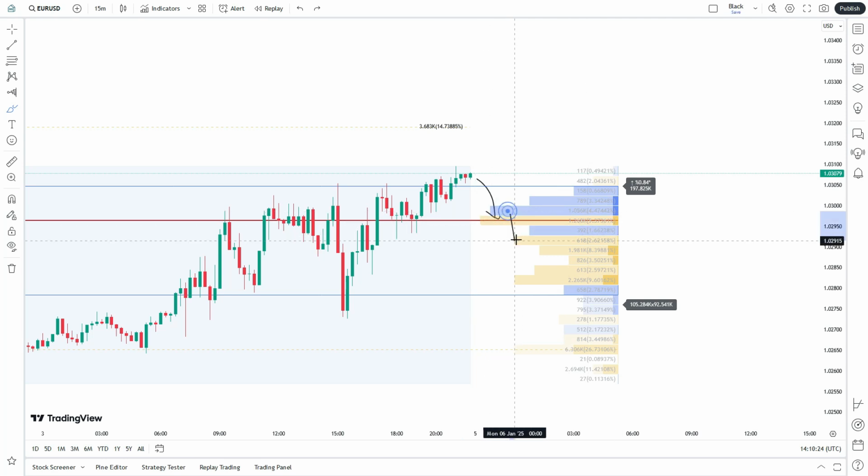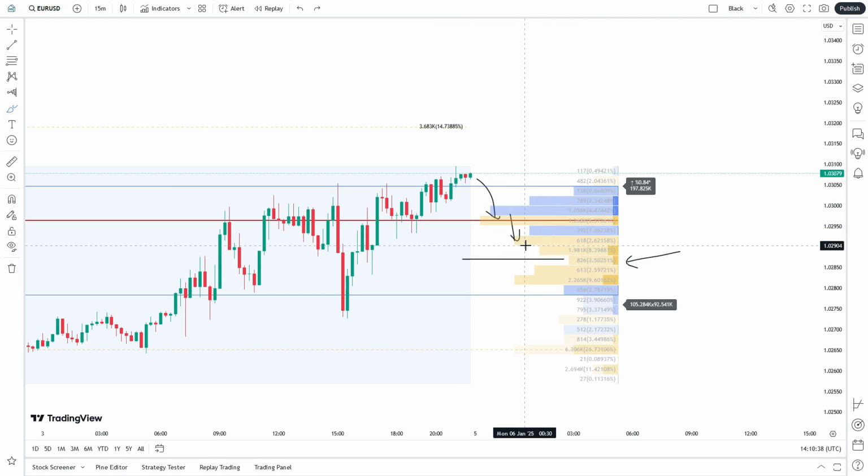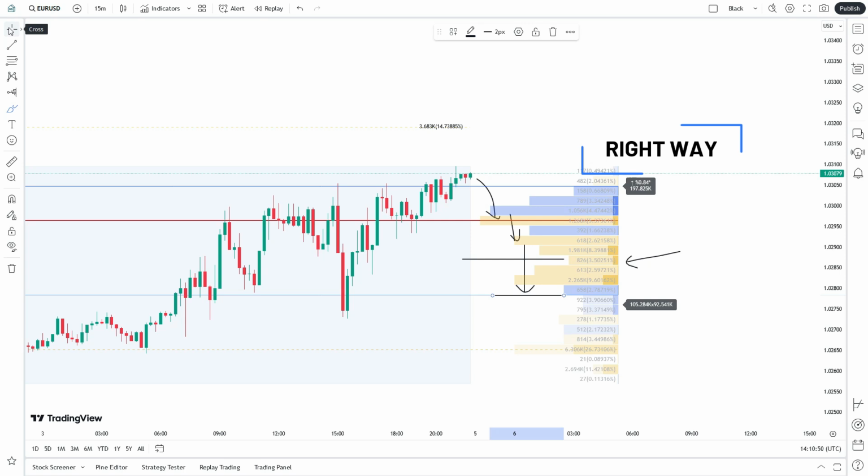Let's say you enter a sell position in this example. You will need to manage your trade. You can use low volume nodes as take profit areas, since the price may reject on these points. Alternatively, you should monitor low volume nodes to see if the price will continue in your direction. If the price does continue, you can use this value area low as your take profit level. This is the correct way to trade volume profile indicators.